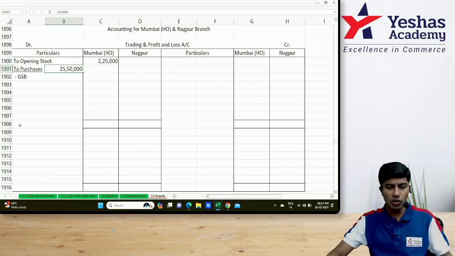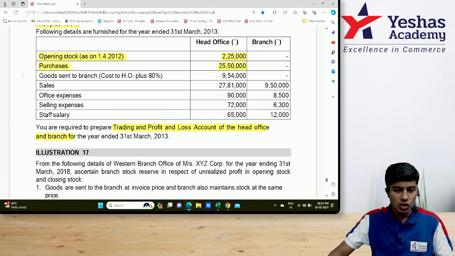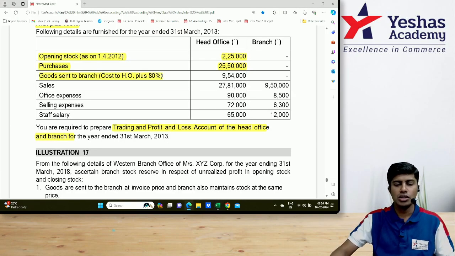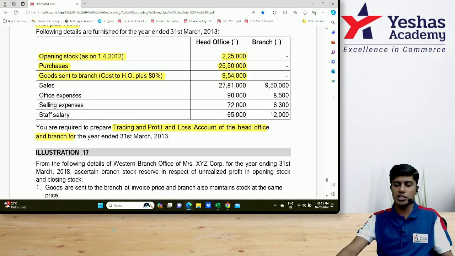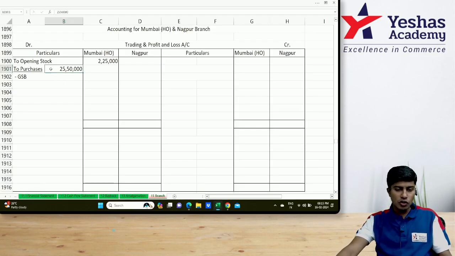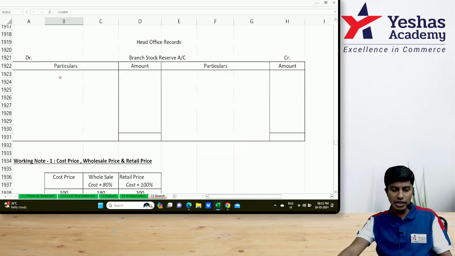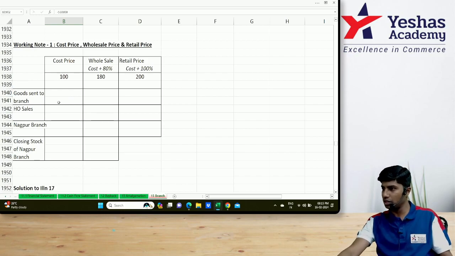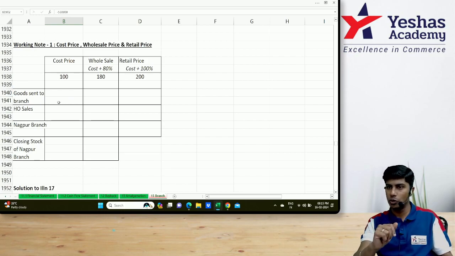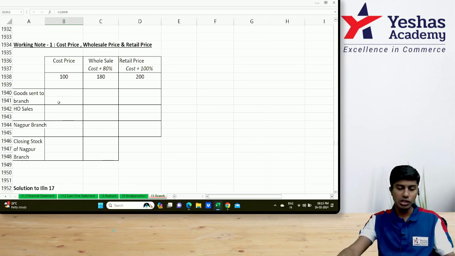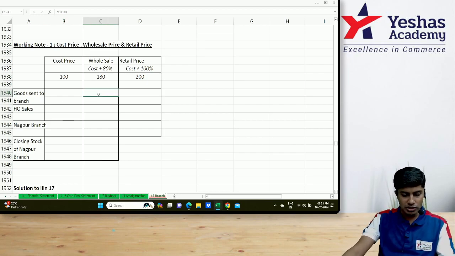Okay. What is after this 25,50,000? Goods sent to branch. Cost to head office plus 80% is 9,54,000. How much is cost to head office plus 80%? 9,54,000. So from this, I should deduct it at cost. I cannot deduct 9,54,000, because 9,54,000 is at wholesale price. So we'll write it in the same working note. We did the same thing for our final accounts approach also when we had the catalog price question. So I'll write goods sent to branch 9,54,000 at wholesale price.